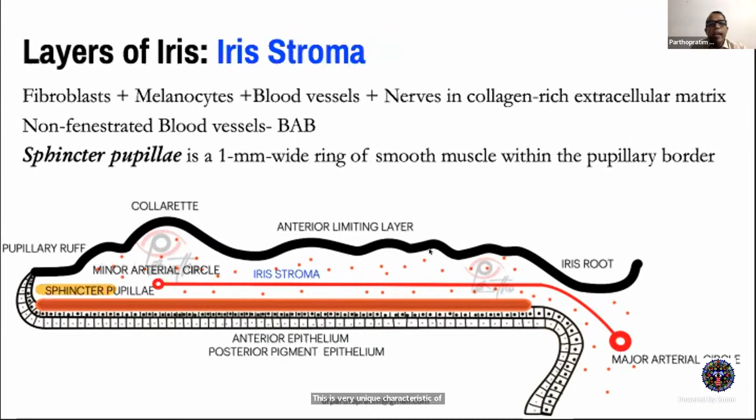Now, the next layer is iris stroma. The iris stroma consists of fibroblasts, melanocytes, blood vessels, and nerves in a collagen-rich extracellular matrix. Now, these iris vessels have non-fenestrated endothelium, which maintains the blood aqueous barrier, which we'll be talking about later. Now, one thing you must know is that the sphincter pupillae muscle actually originates in the iris stroma and lies within the pupillary border.